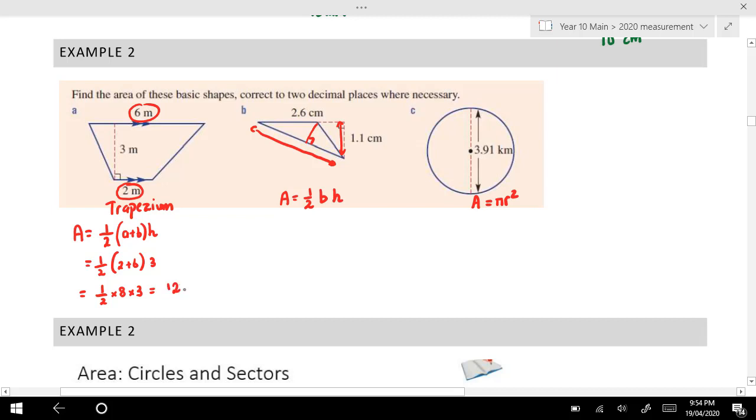Now, it's not 12 meters. We're looking at area, so remember all the units. Please use units. It's 12 meters squared.